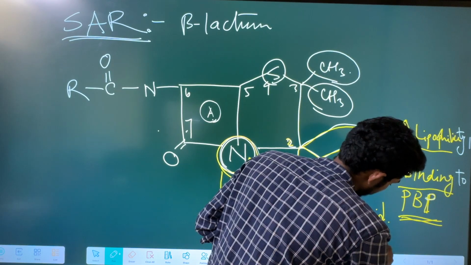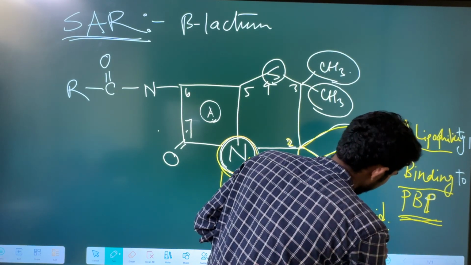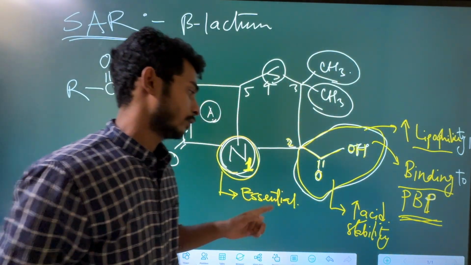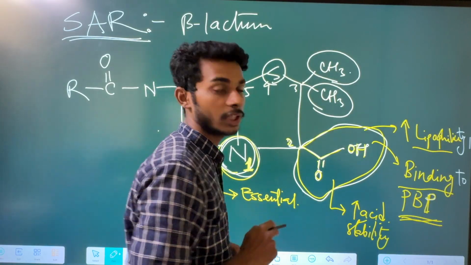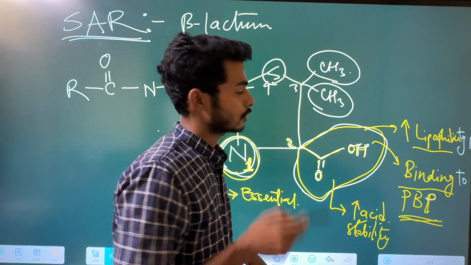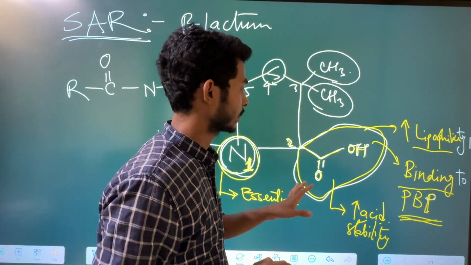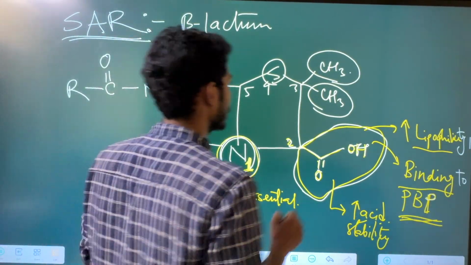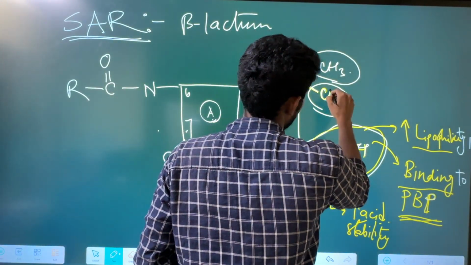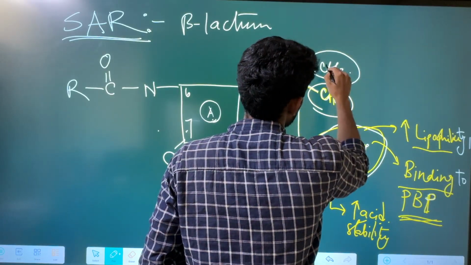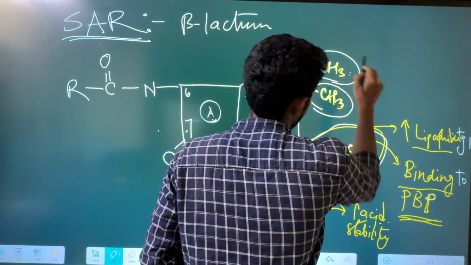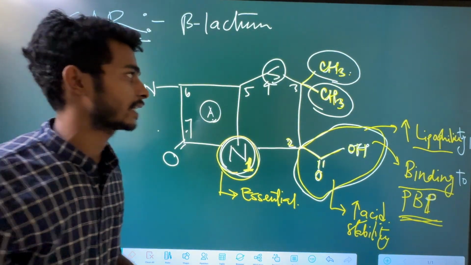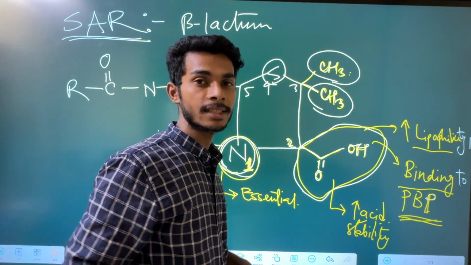When acid stability increases, what will happen? You can take it orally. When you take it orally, it will go to the stomach. In the stomach, acid is present, so acid stability will be better. In that case, the presence of the carboxylic acid group is absolutely necessary. In the third point, you will see two methyl groups are present. Both methyl groups are present on either side of the plane. When these are present on either side of the plane, ultimately it will increase the stability.